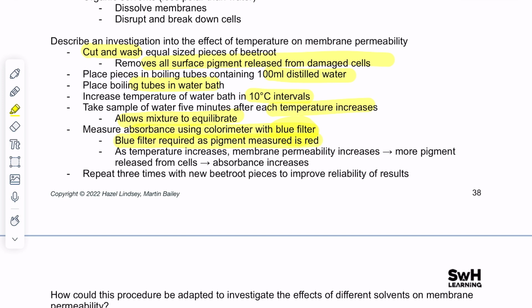And then as the temperature increases, the membrane permeability increases and more pigment is released from the cells due to damage to that membrane, so the absorbance measured will increase. Then we're going to repeat 3 times to improve the reliability. So here our independent variable was the temperature, that's what we were changing. What we were measuring is the amount of absorbance as measured by the colorimeter.